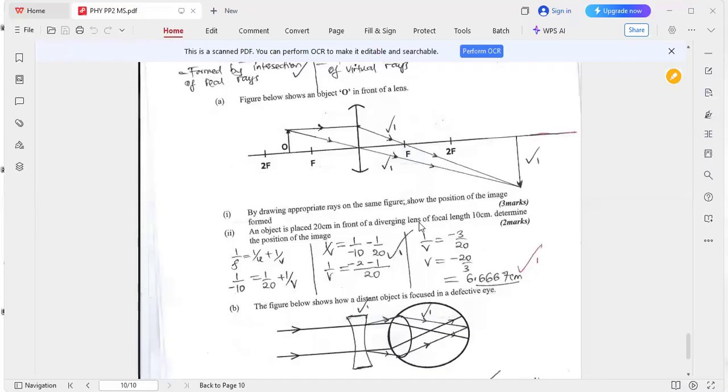Under the same topic, a topic in Form 2 we did called refraction, for curved surfaces, I didn't fully understand it. Can you clarify how the rays are supposed to pass?